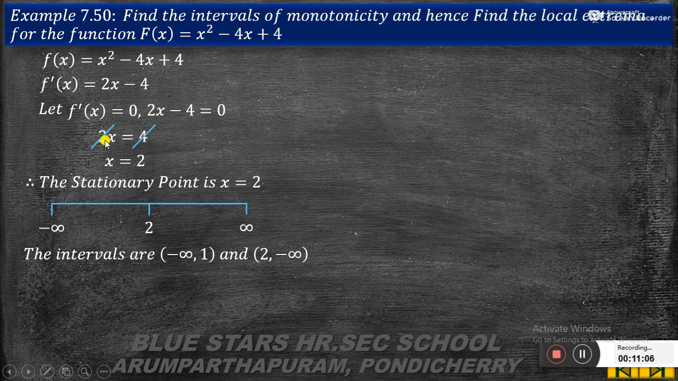So I write the 2 in the denominator on the right hand side. 4 by 2 means 2. So x equal to 2. Therefore the stationary point is x equal to 2. So I represent this x equal to 2 on the number line. I take the limits from minus infinity to plus infinity, and I mark the 2. Therefore the intervals are minus infinity comma 2 and 2 comma infinity. These are the intervals.